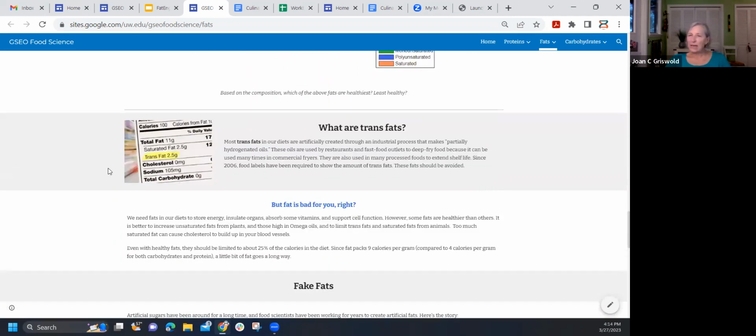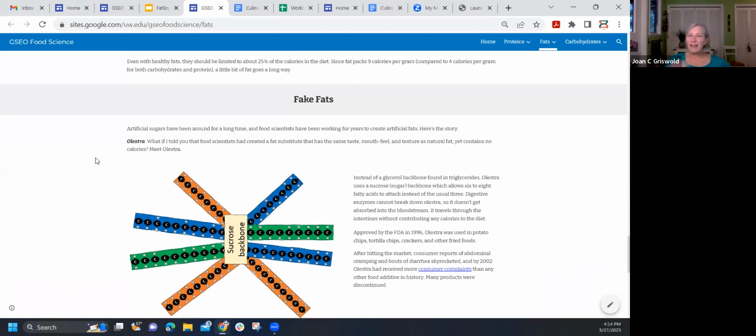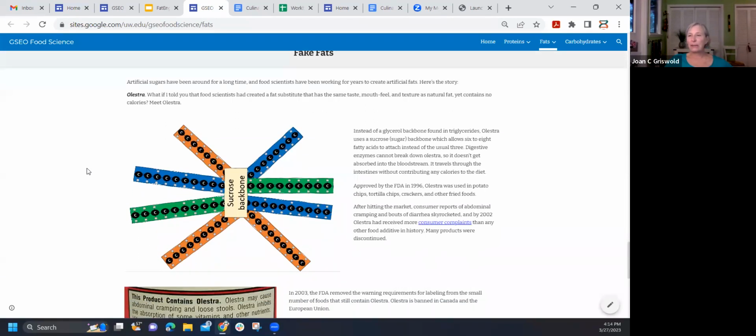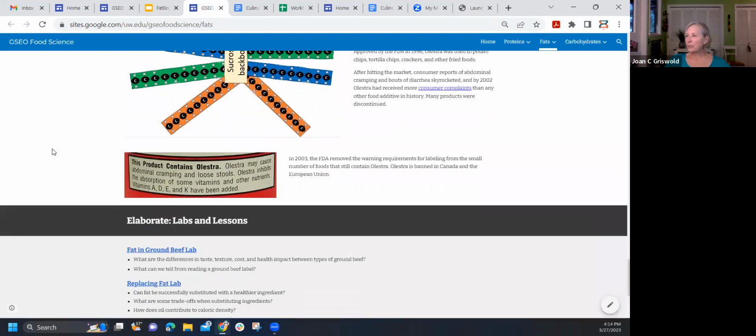And then what is trans fat, and why has that become so problematic recently, and how is that made? But fat is bad for you, right? And then it goes into a little bit about fake fats, which I just think are interesting anyway, because they're chemically made with a sucrose backbone instead of a glycerol backbone, and they pack the glycerides in different ways. So then a little thing on olestra and the digestion problems.